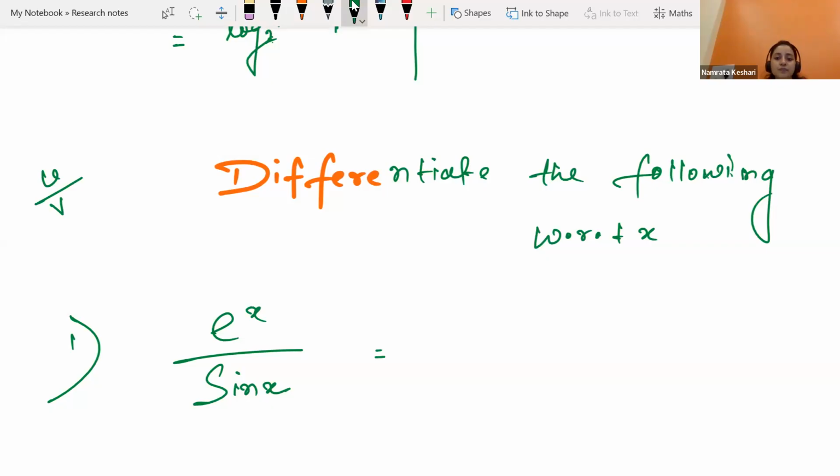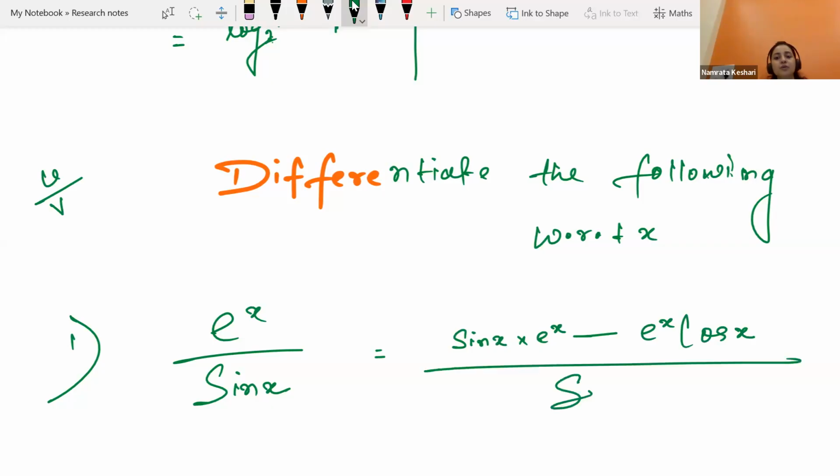Sin x into e raised to x minus e raised to x into cos x, divided by sin square x. Perfect.